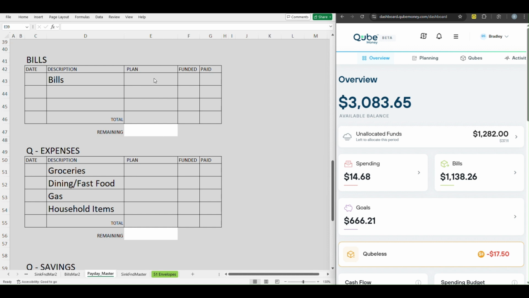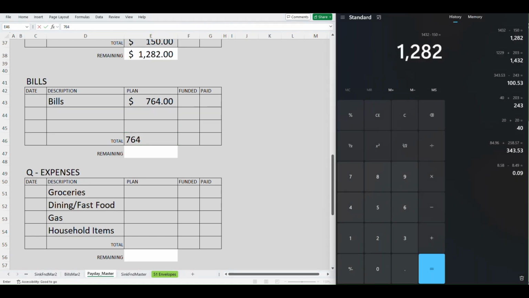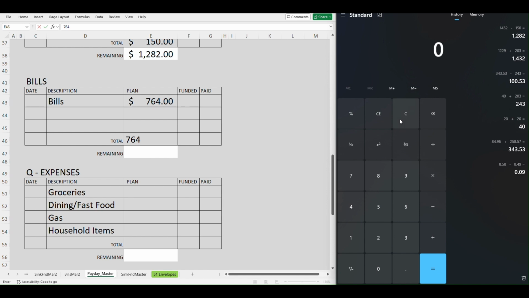Now my bills, I've already decided ahead of time what the amount would be for the bills, and that was taking all the bills together, and that's $764. So if you take 764 from that 1282, then I'll have a new remaining amount of $518 left.